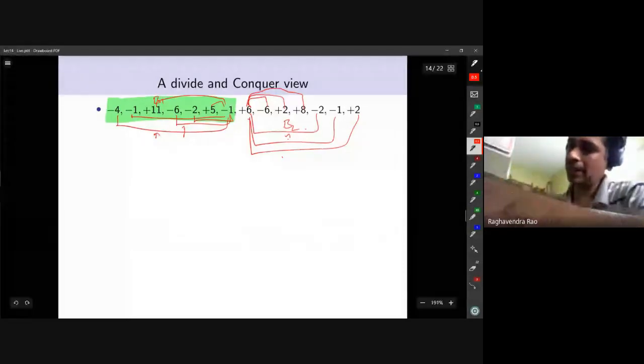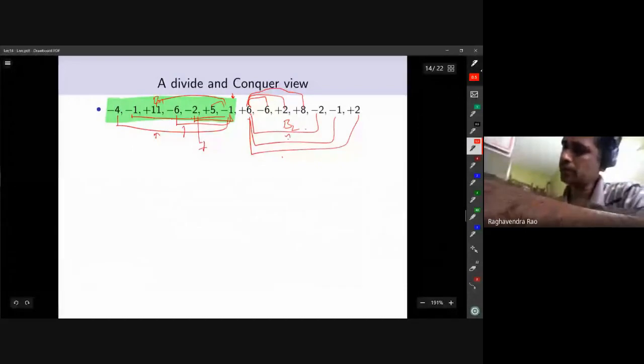When I say maximum sum ending at n by 2, what is that? So I think it is 11 minus 6 minus 2, 5 minus 1. What is that? Minus 9 plus 16. That is 7, right? 7 here.